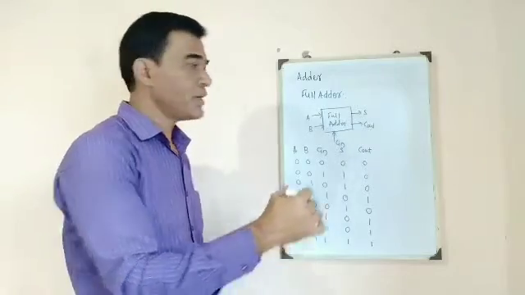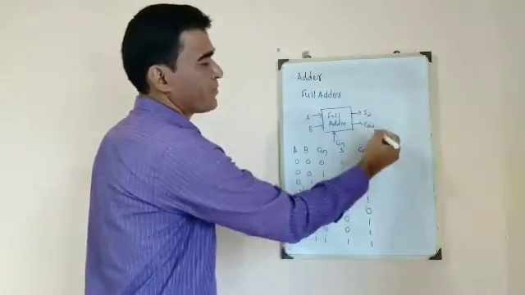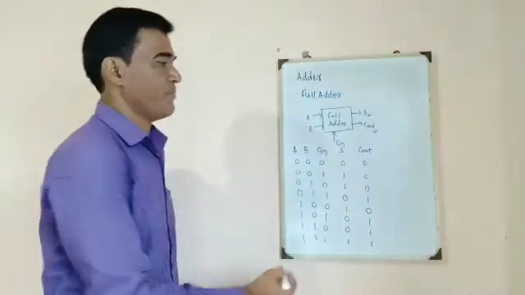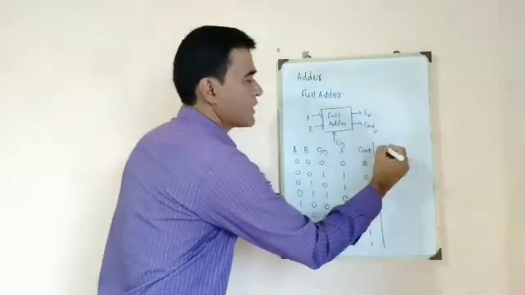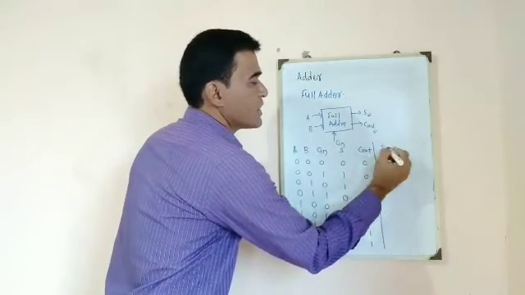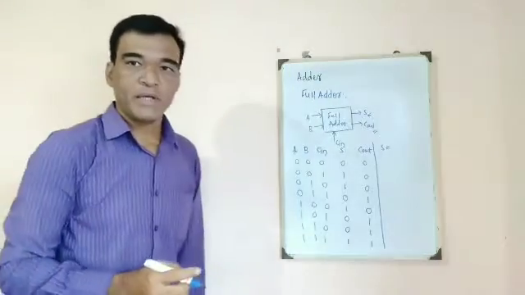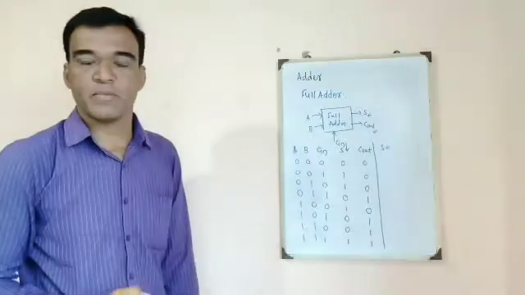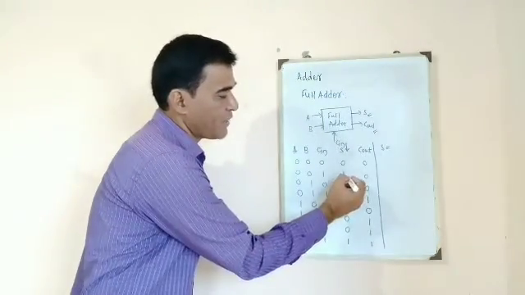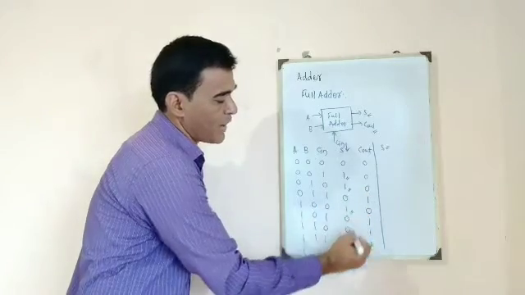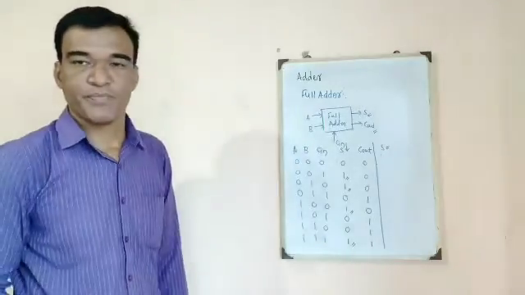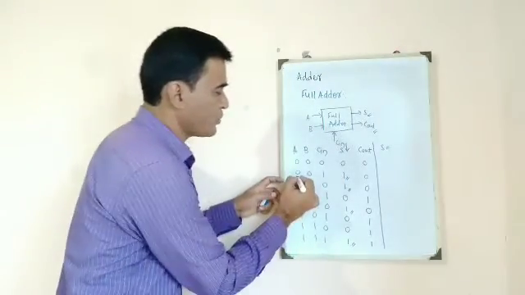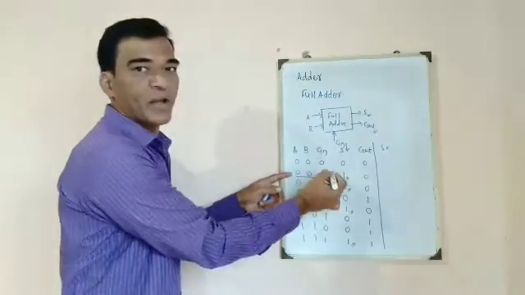Now from this truth table you need to find out the expression for sum and the expression for Cout. Let us first find out the expression for sum. How to find out the expression for sum? Sum can be identified by observing this column of sum in the truth table. You need to identify where there are the logical 1 values in this column. Now we have the first value 1 and the corresponding input is 0, 0, 1.